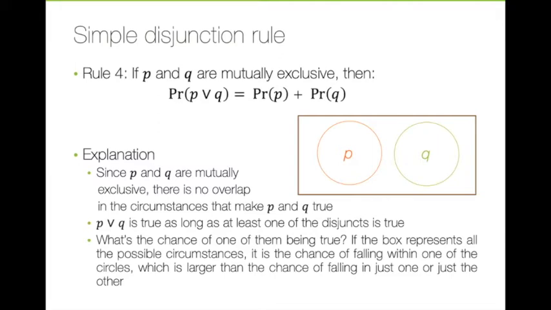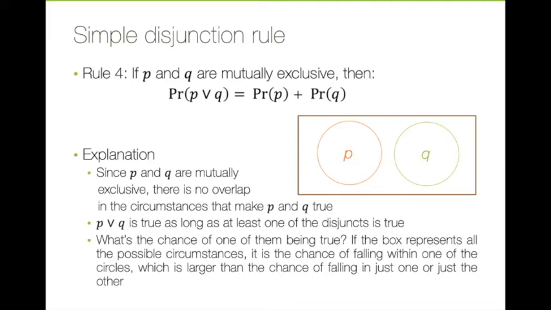Then we can ask, okay, what's the chance of one of these sentences, P or Q, being true? We'll take that brown box to represent all the possible circumstances. The chance of P or Q being true is the chance of falling within just one of the circles. So you can fall in the P circle or fall in the Q circle. And the chance of falling in one circle or the other, since you have those two options, those two sets of circumstances, that chance is larger than the chance of falling in just one circle.